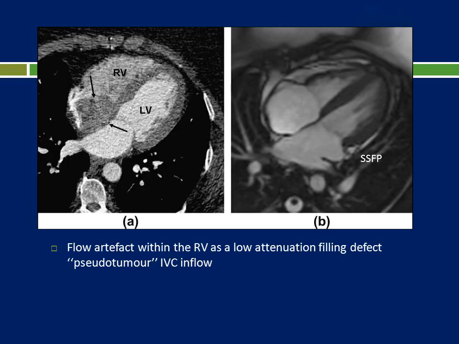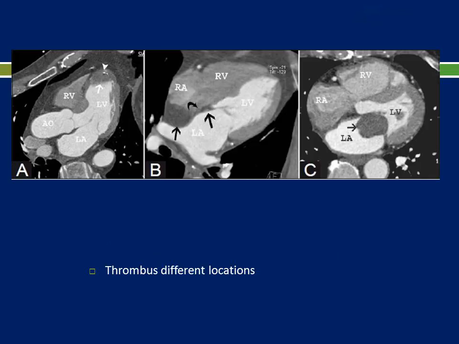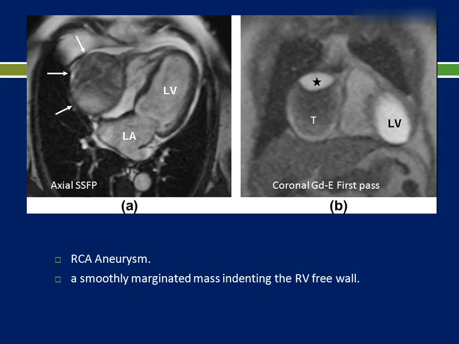SSFP: flow artifact within the RV is a low attenuation filling defect, a pseudotumor. IVC inflow, thrombus, different locations. A smoothly marginated mass indenting the RV free wall. Axial SSFP, coronal GDE first pass. RCA aneurysm: a smoothly marginated mass indenting the RV free wall.